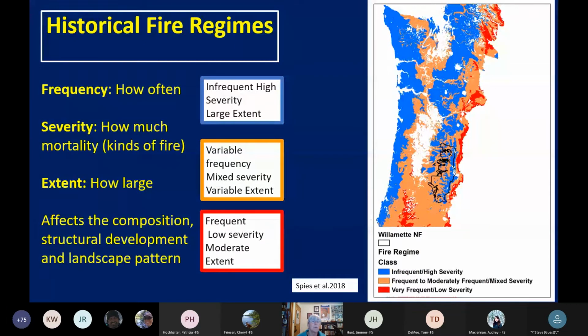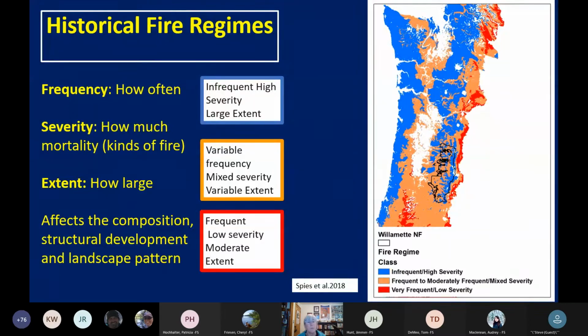A pretty elegant way, I think, of describing the role of fire across a landscape is by talking about a fire regime. And a fire regime describes the representative frequency. So in general, how often does a fire occur across an area? The representative severity, so how much mortality has that site experienced through time, which again is related to the kinds of fire as well as the fire effects. And then how large of an area was affected at any one time.